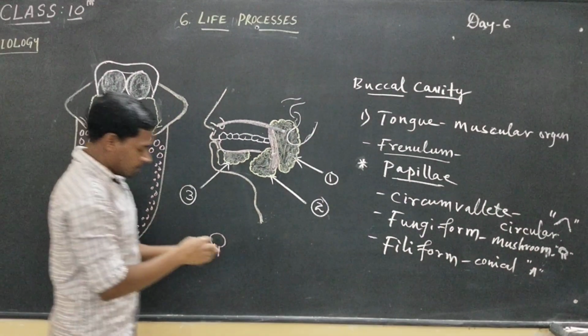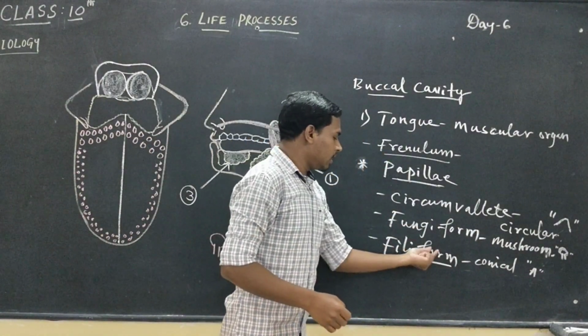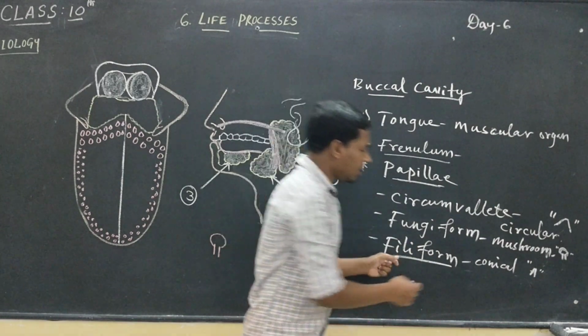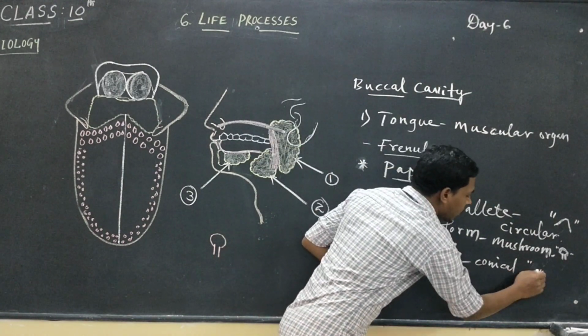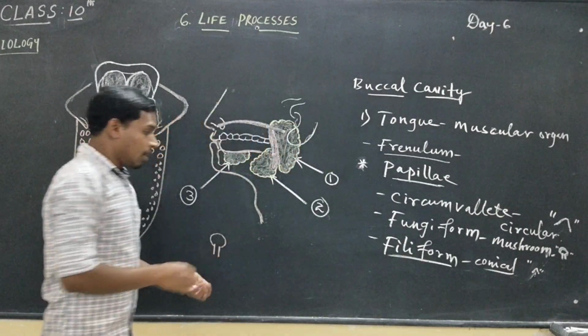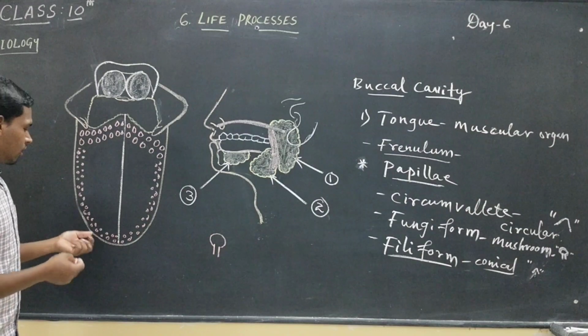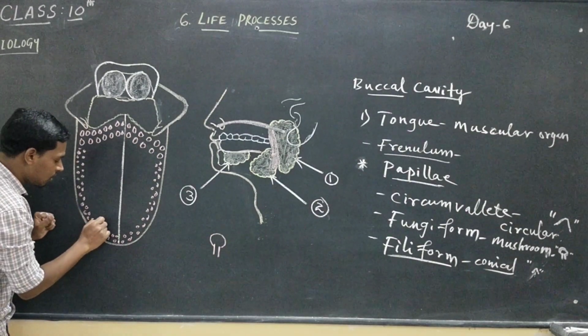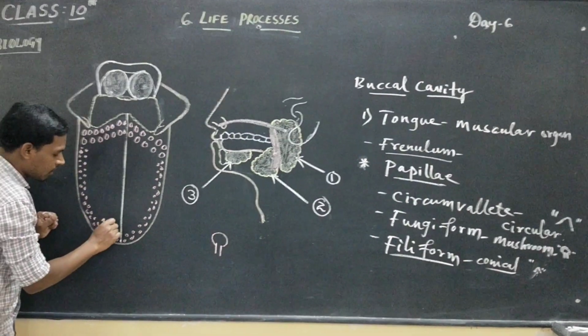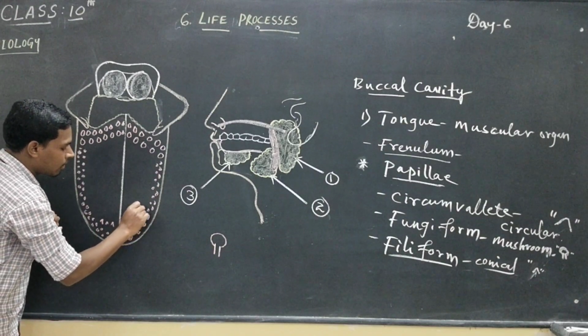Circumvallate is present at the back of our tongue. Next is filiform. What kind of shape do these filiform have? Conical shape. And these filiform are numerous, more in number, so they would appear in conical shape.